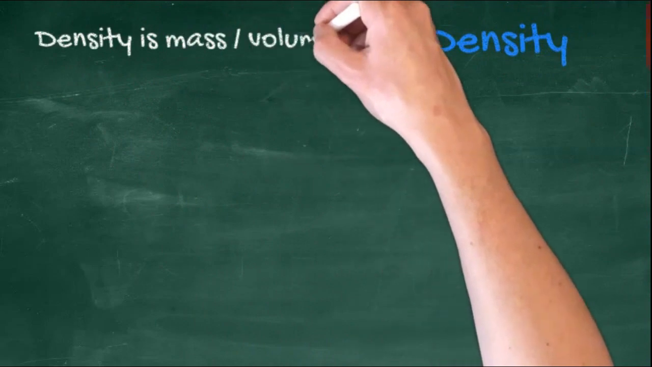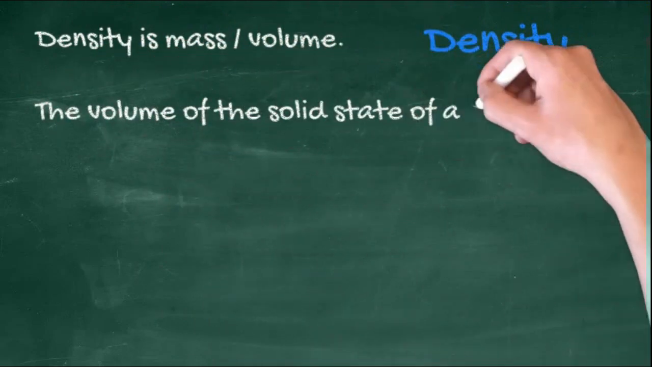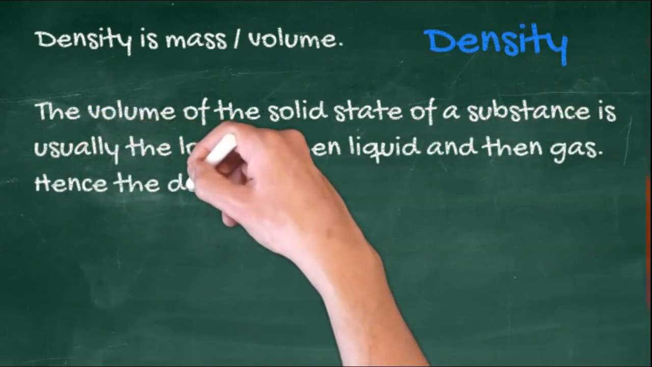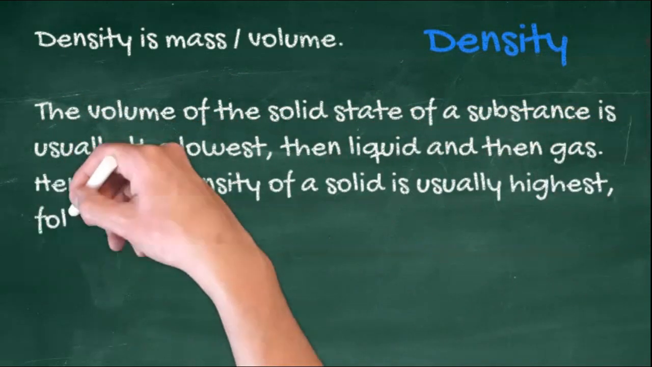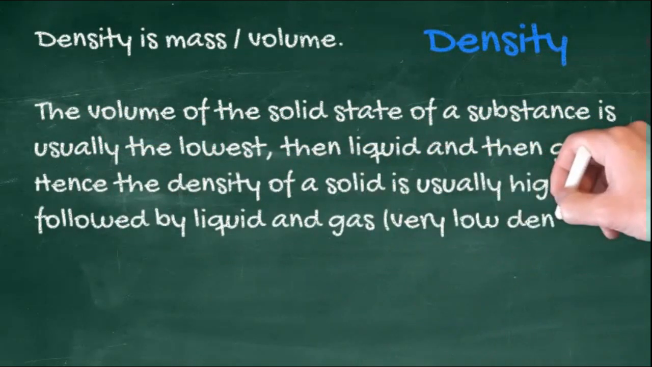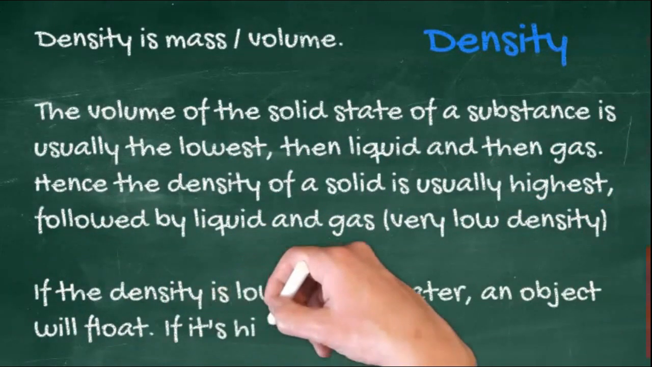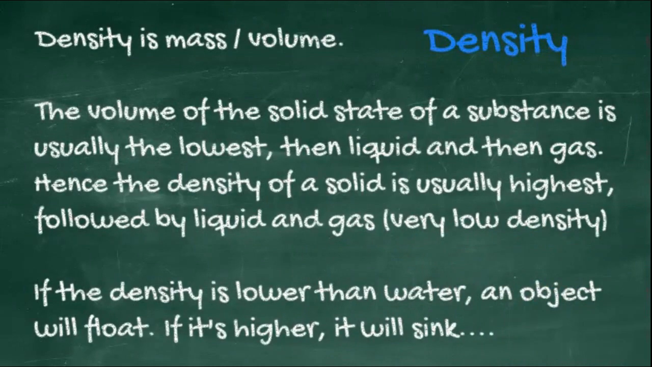There is therefore a connection between the states of matter and density. Density is mass divided by volume. The volume of the solid state of a substance is usually the lowest, then the liquid and then the gas. Hence the density of a solid is usually highest, followed by liquid and gas. And of course gas has a very low density indeed.